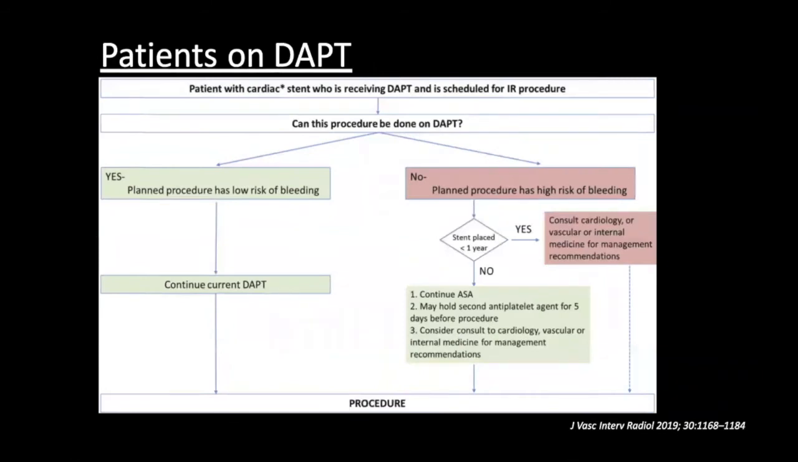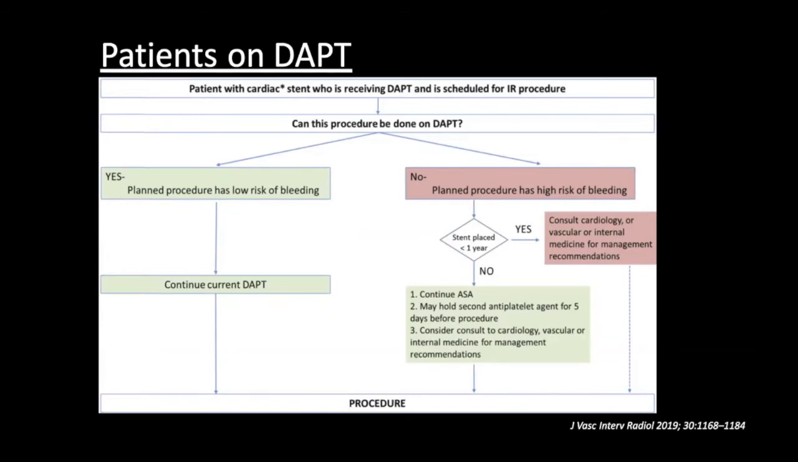Then there are patients who are on dual antiplatelet therapy, especially patients who have chronic cardiac problems. And again, the approach is the same. You have to ask yourself whether these patients need this while you do the procedure, or they can stop it and you go ahead and do the procedure. So if your planned procedure has a very low risk of bleeding, you can continue the medication they are on and then do the procedure.